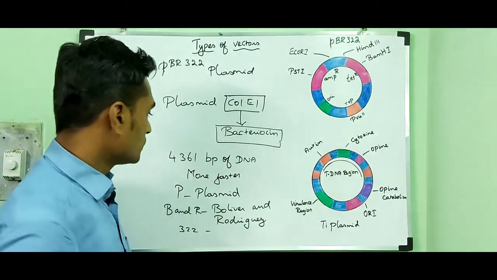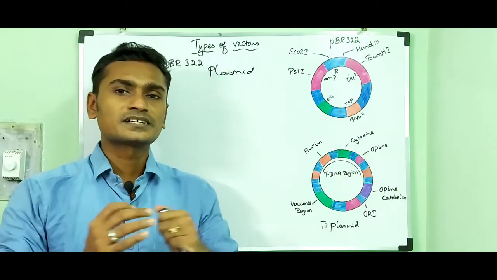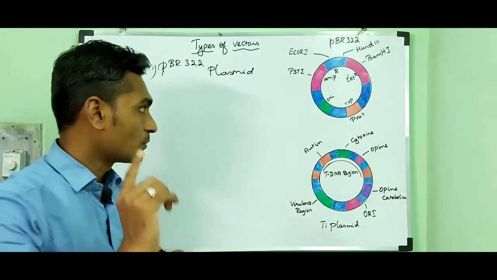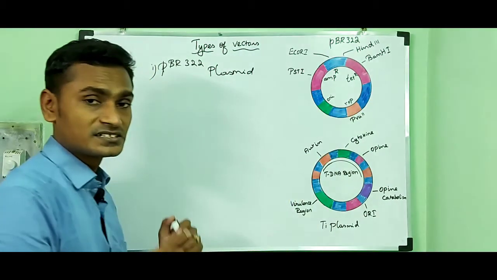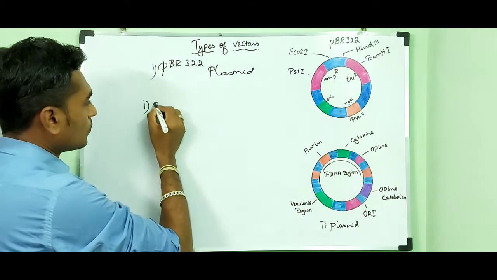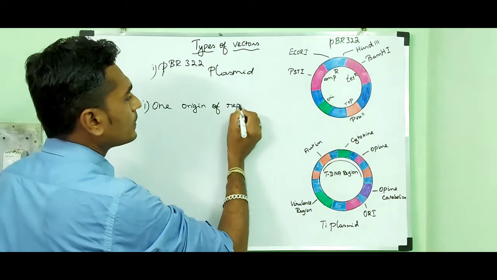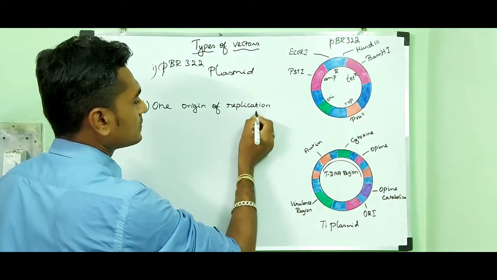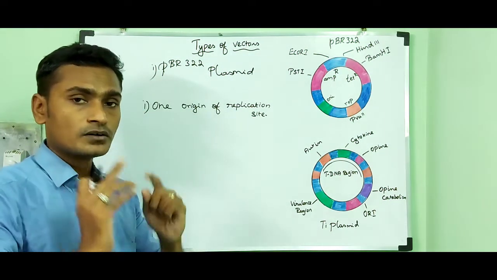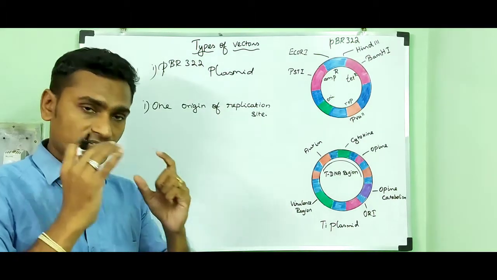Then I am going to tell about the plasmid structure. Let me explain the structure of the PBR 322 plasmid. The plasmid contains one Ori site. That means it contains only one origin of replication site. A good vector must contain at least one Ori site, because with the help of that origin of replication site only, the replication process gets started.